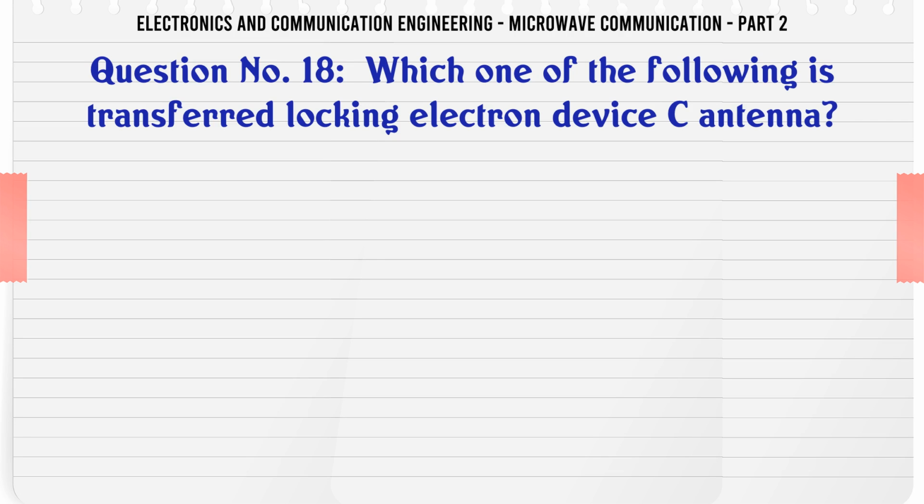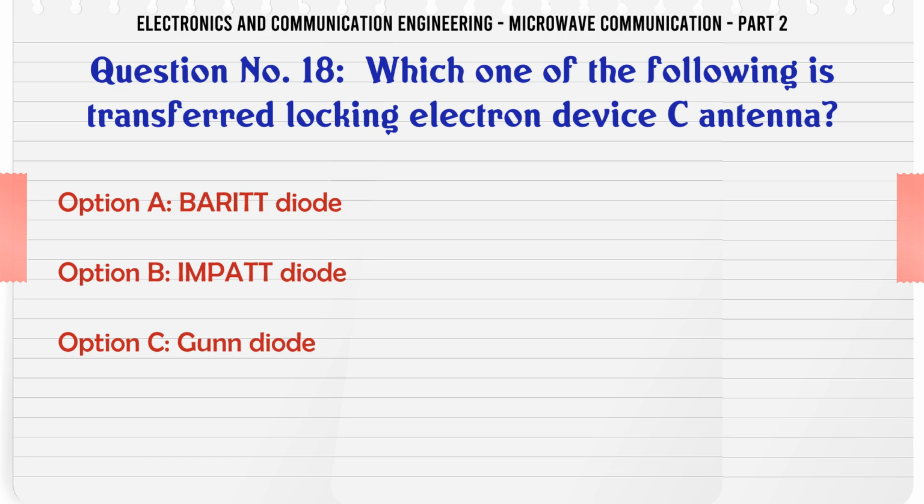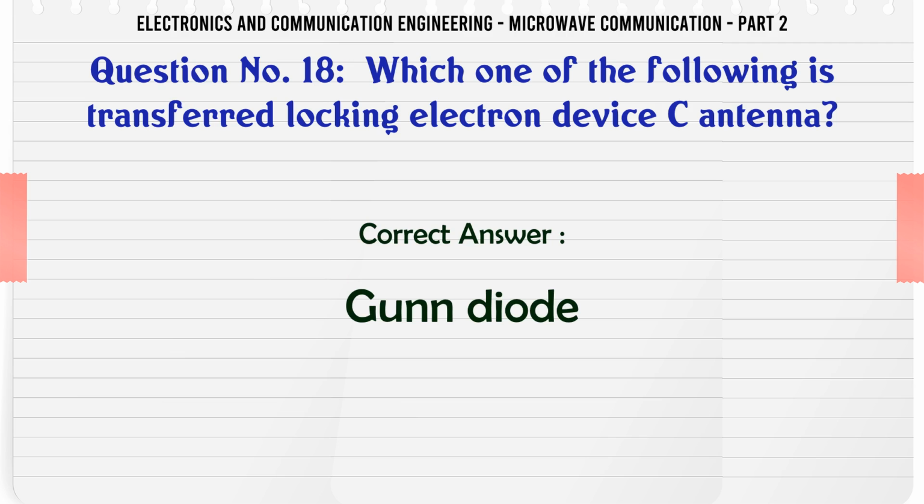Which one of the following is a transferred electron device? A: Barrett diode. B: impedance diode. C: gun diode. D: step recovery diode. The correct answer is gun diode.